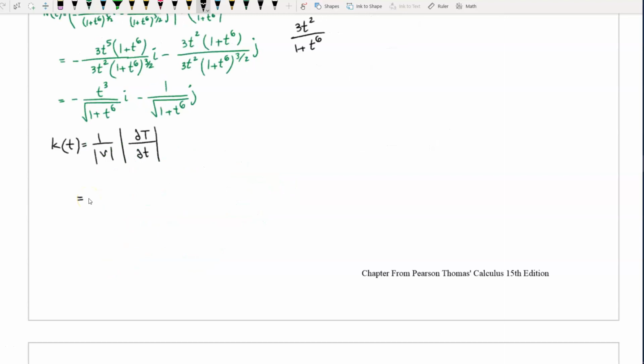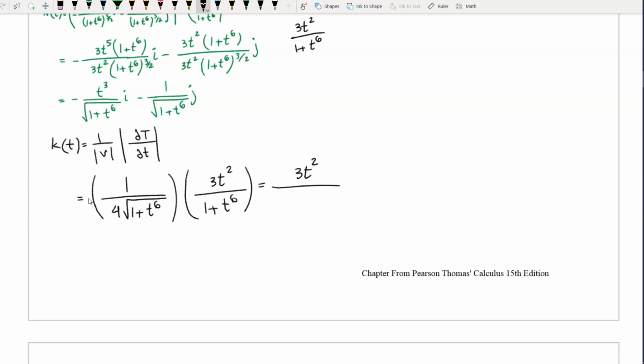Next step, find the curvature, which is equal to 1 over the magnitude of the velocity vector v multiplied by the length of the first derivative of the unit tangent vector with respect to t. So this is equal to 1 over, for the magnitude of v we have 4 times the square root of 1 plus t to the 6th power, multiplied by 3t squared over 1 plus t to the 6th power. So that is equal to, on top we have 3t squared over 4 times (1 plus t to the 6th power), and here we have the power 3 over 2.